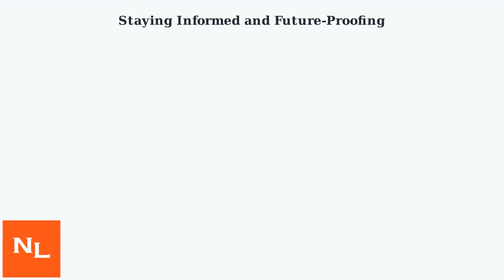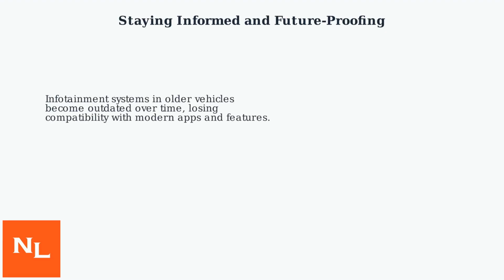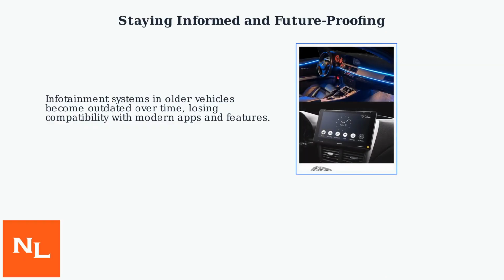As older vehicles like the MINI R60 face infotainment obsolescence, staying informed about updates and future-proofing options becomes crucial for continued usability. Infotainment systems in older vehicles become outdated over time, losing compatibility with modern apps and features. This obsolescence affects navigation, connectivity, and user experience.